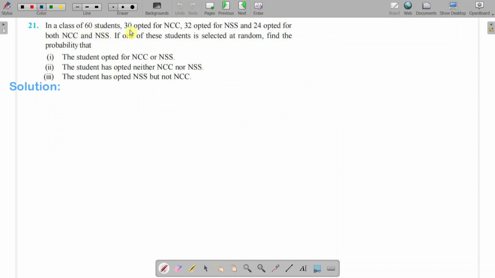In a class of 60 students, 30 opted for NCC, 32 opted for NSS and 24 opted for both NCC and NSS. If one of these students is selected at random, find the probability that first, the student opted for NCC or NSS; second, the student has opted neither NCC nor NSS; third, the student has opted NSS but not NCC.